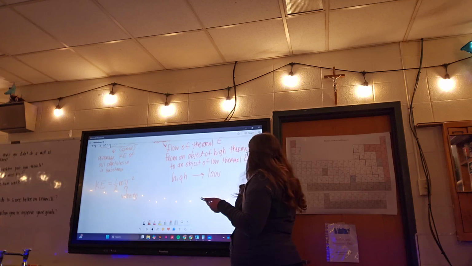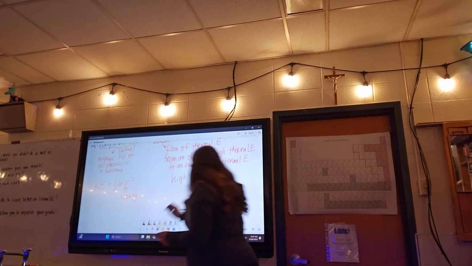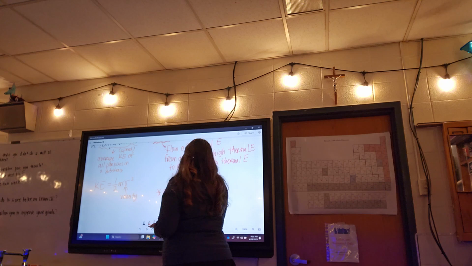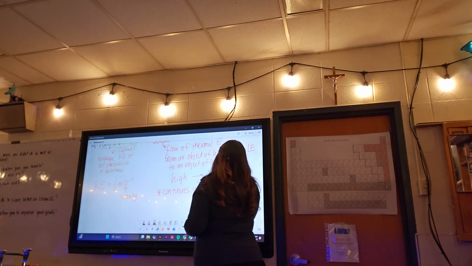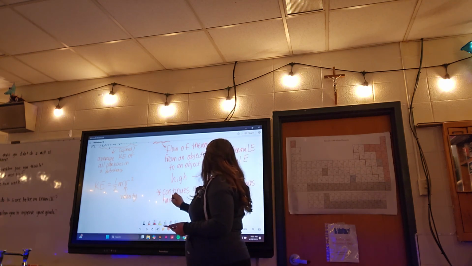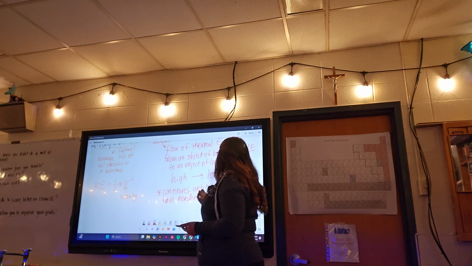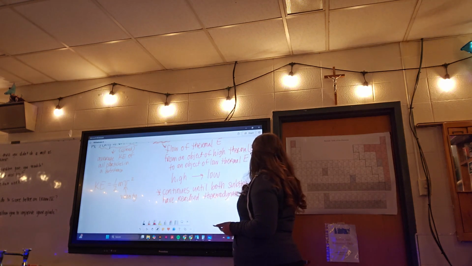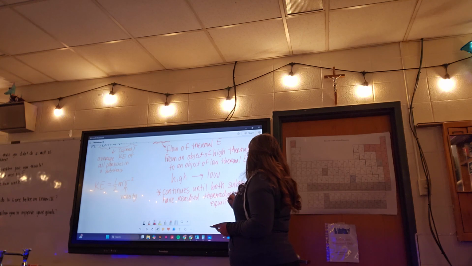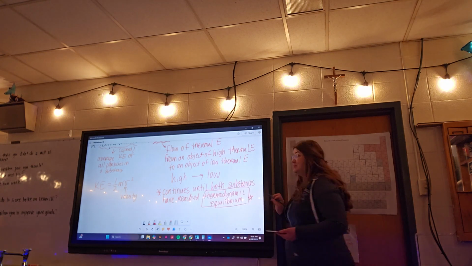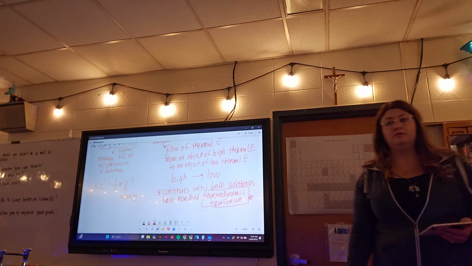Directionality of heat transfer always occurs from areas of high to low, and it continues until both substances have reached thermodynamic equilibrium. I want you to write this down. I want you to put a little star by it because it's really important. But we will talk about this concept of thermodynamic equilibrium next time when we learn about calorimetry.